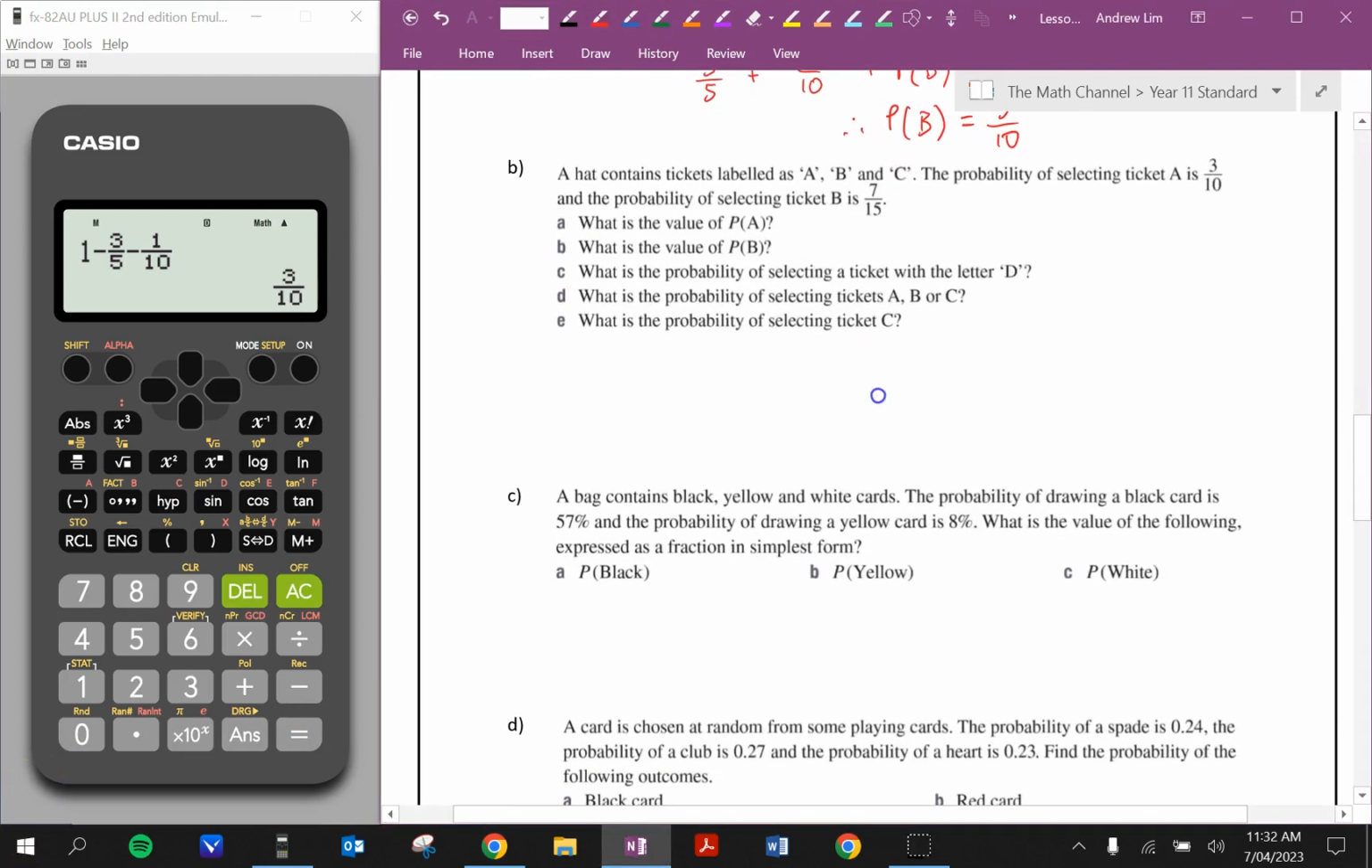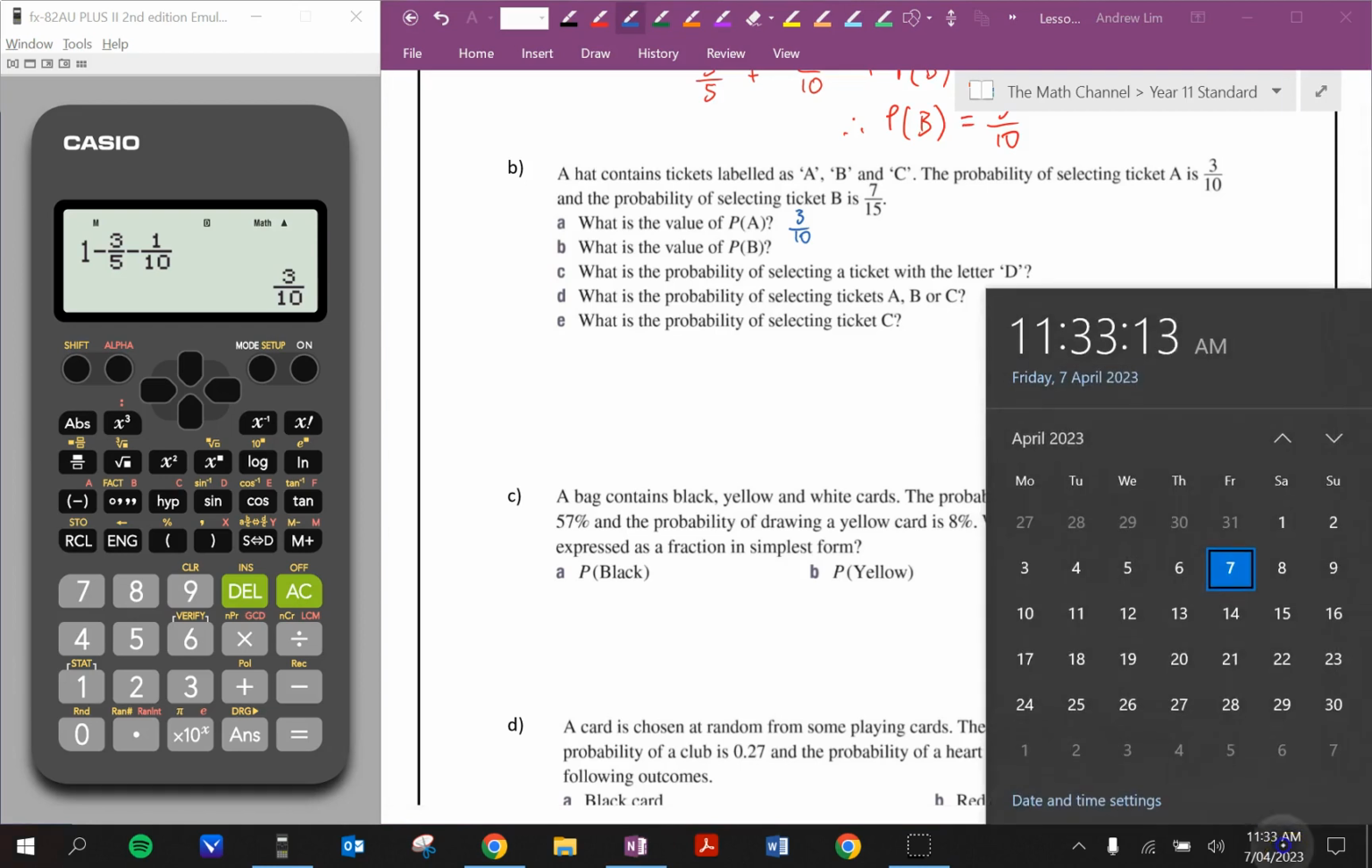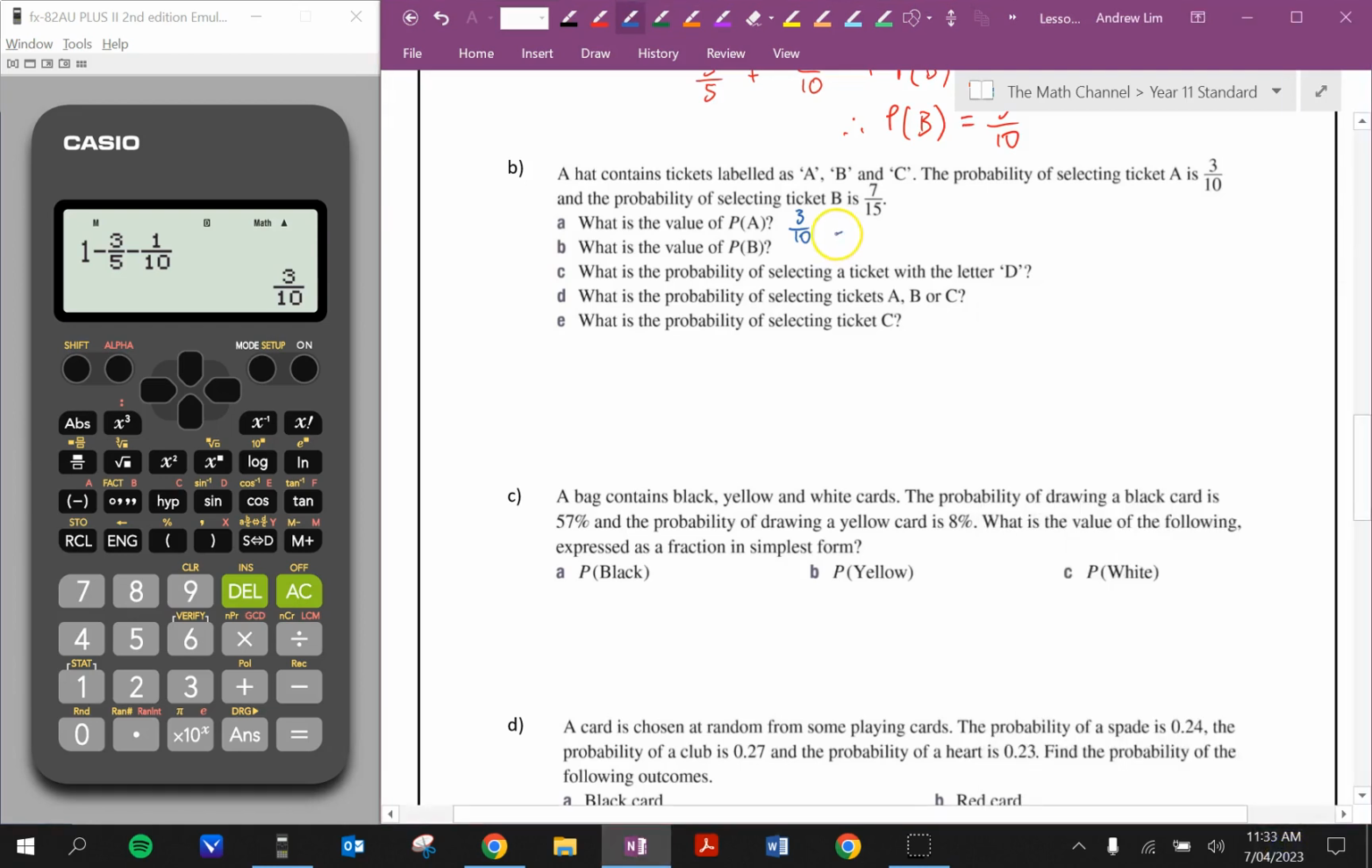Alright, what about question B? A hat contains tickets labeled as A, B, and C. The probability of selecting A is 3/10 and the probability of B is 7 out of 15. What's the probability of selecting A? Well, that's already given to us, it's 3 out of 10. For B, it's already given to us, it's 7 out of 15. And for the probability of selecting a ticket with the letter D, well, there's no letter D, so we know that's 0.